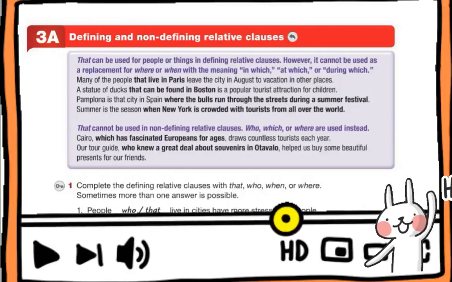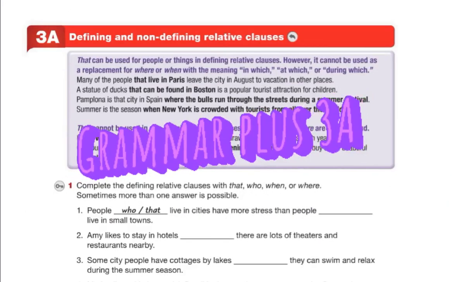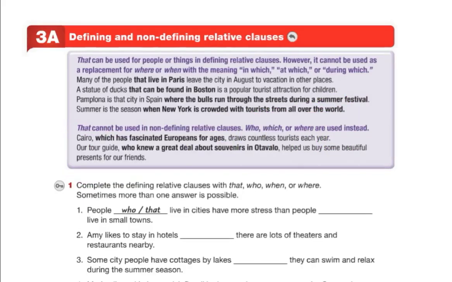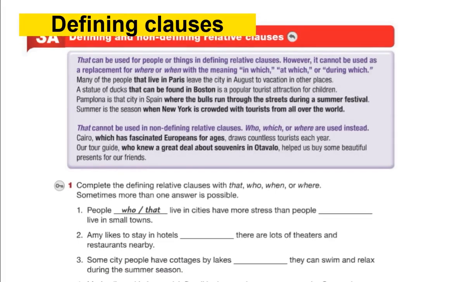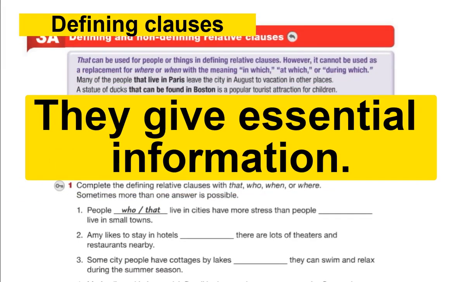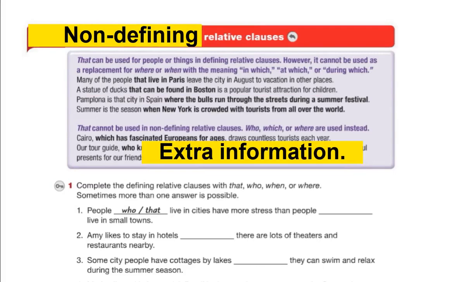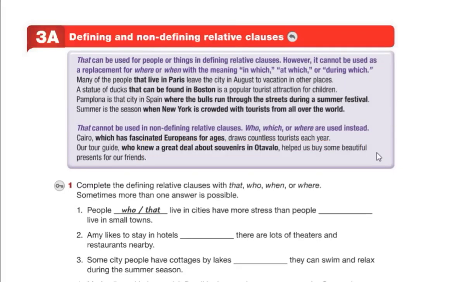Hello everybody, now we're going to talk about Grammar Plus 3a. As you can see, we are using defining and non-defining relative clauses. It's very simple. Defining clauses are clauses that give essential information. In contrast, the non-defining ones just give extra information, so it's irrelevant. But at the same time, you can give some extra details that are not as relevant as the defining ones.